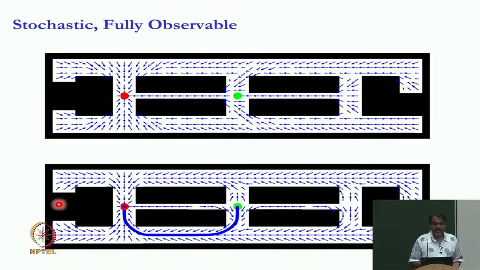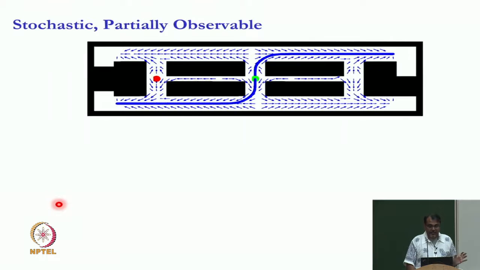For example, suddenly my robot wakes up and it says that it is at the green dot, and it needs to go to the red dot, but it does not know whether it is looking up or it is looking down, and it can't figure it out. So, what does it do?